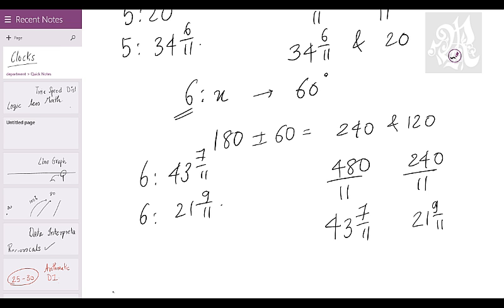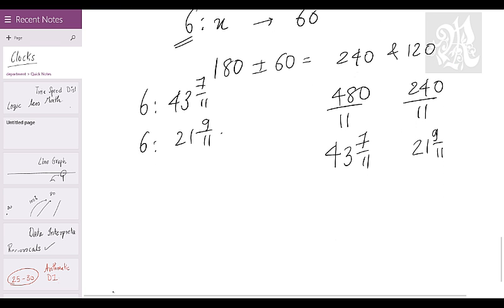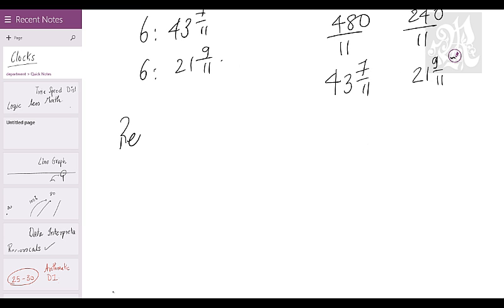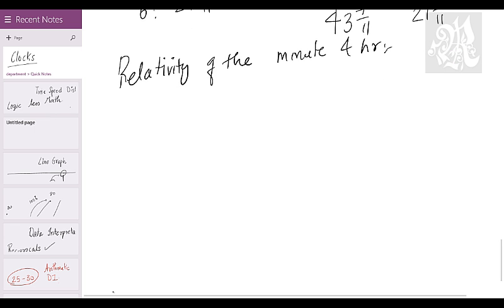Easy? So there are two concepts you got to know. One is finding the angle, one is finding the time. Both of them can be solved easily. Alright? Let's go to the next thing. The next thing in clocks is the relativity. You can take the topic: relativity of the minute and the hour. Let me explain what I mean by this.